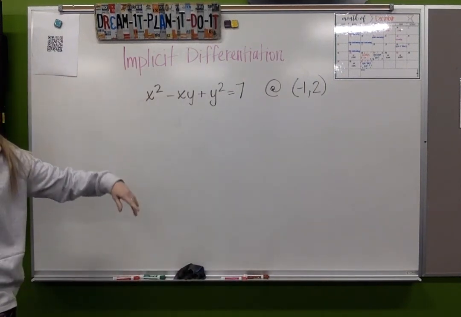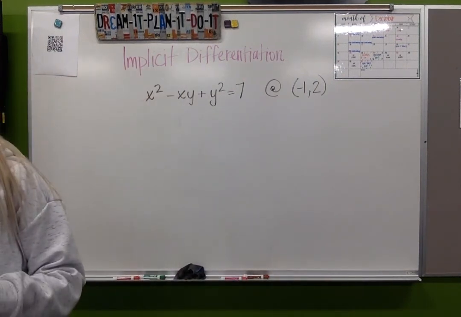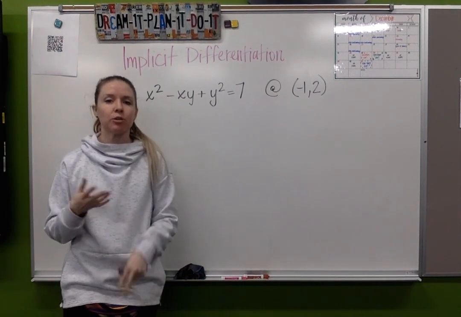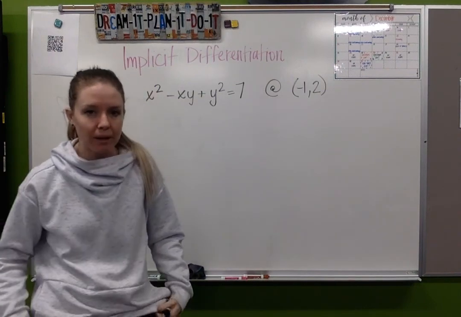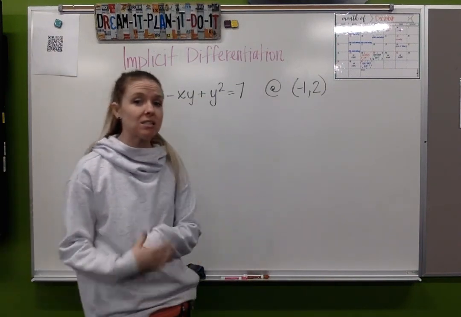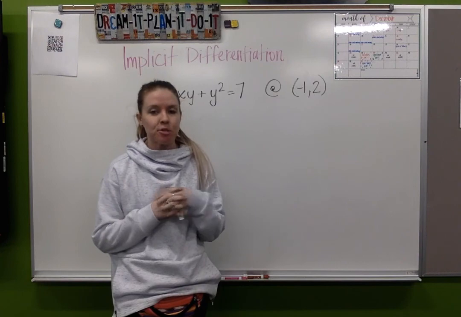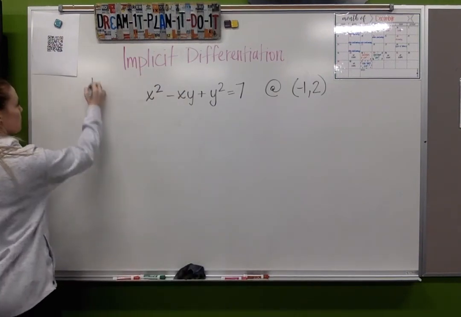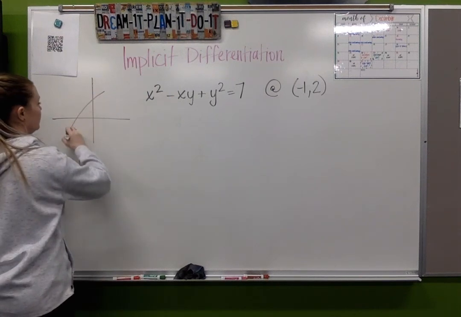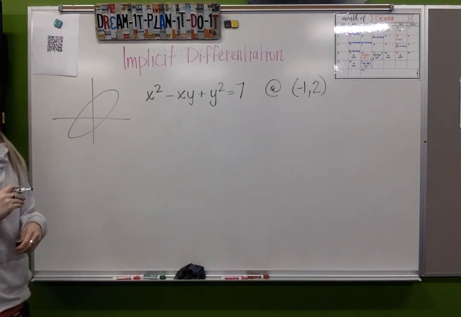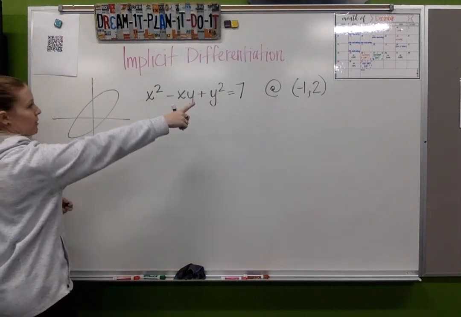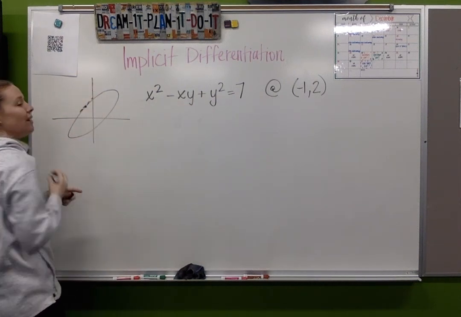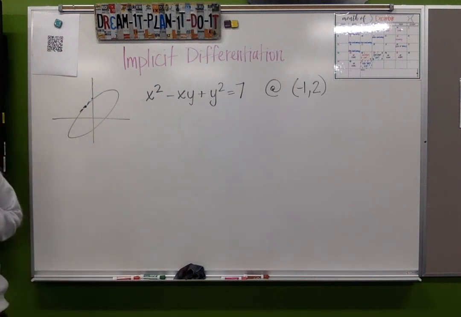Okay, this is the equation of an ellipse. If you took 1050, 1060 or pre-calculus, you've probably learned about that. My Math 3 Honors kids, we have never seen that, so cool. It's just a graph. Looks something roughly like this, okay? And we're going to try to find the slope at negative 1, 2. What's the slope of that tangent line there?